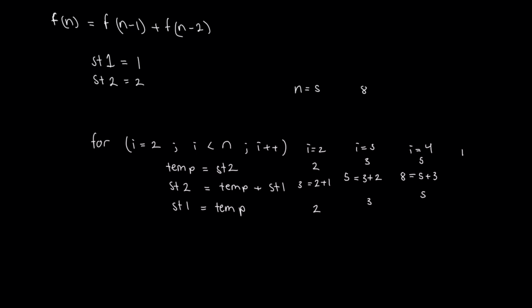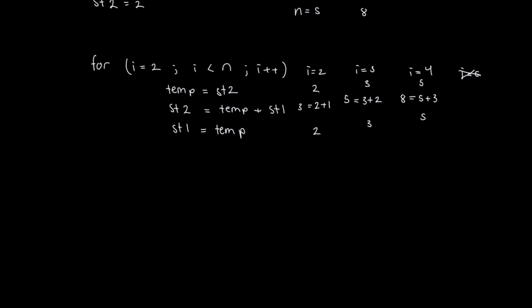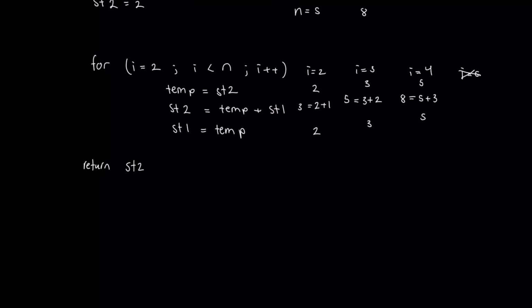And now I equals 5. Unfortunately, because I is not less than or equal to n here, we can't go on, so we can't even do I equals 5. What this means is that we are going to be returning st of 2, and st of 2 will actually give us the value we're looking for. And this is how we find the distinct number of ways to climb n number of stairs.